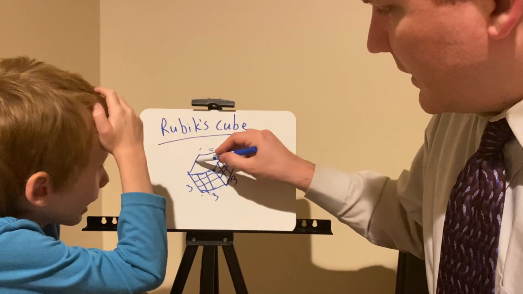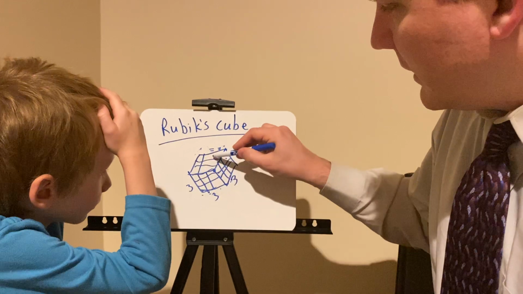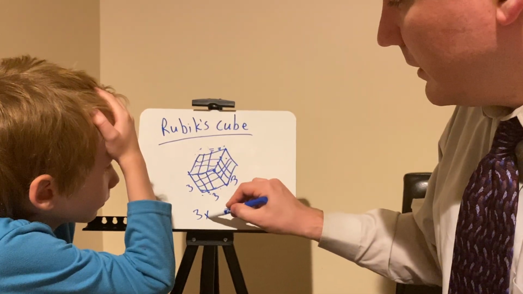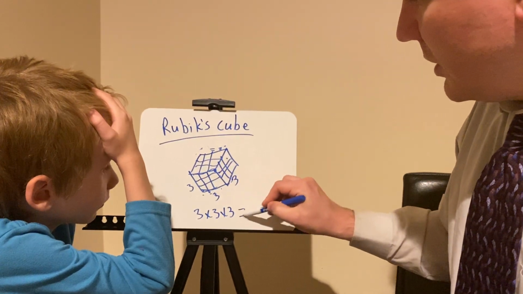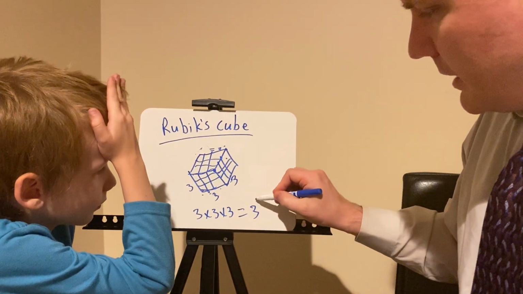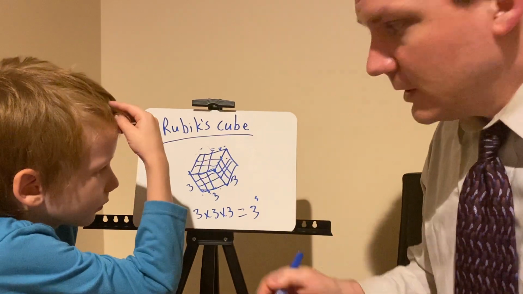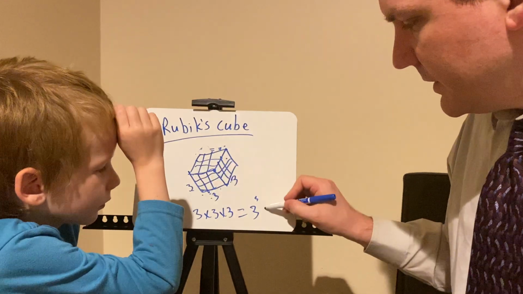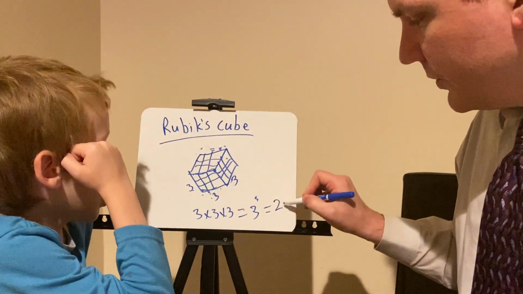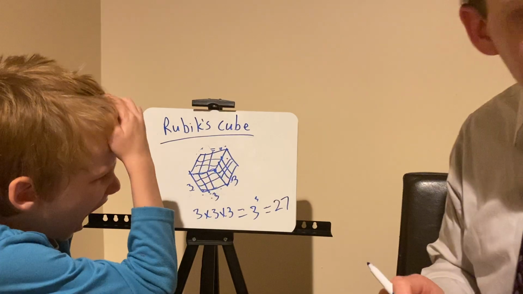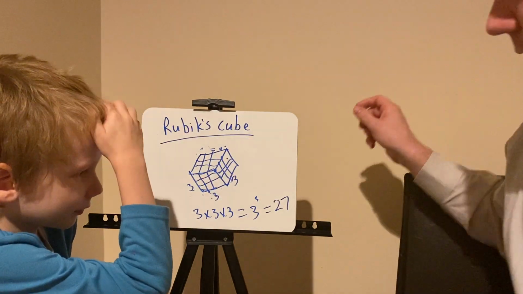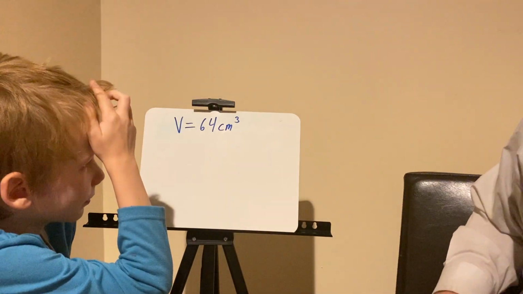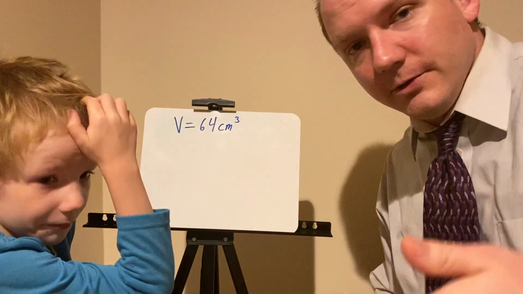So the volume of this, I'll draw it up here just so you can see that. The volume is going to be 3 times 3 times 3, which you could also write as 3 to the third power, or 3 cubed. Now 3 times 3 is 9, and 9 times 3 is 27. So 3 cubed is going to equal 27. These numbers get big really, really fast.